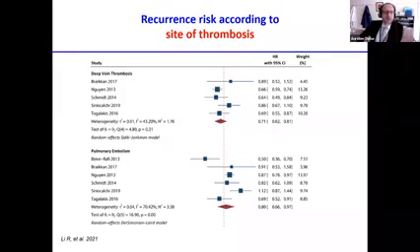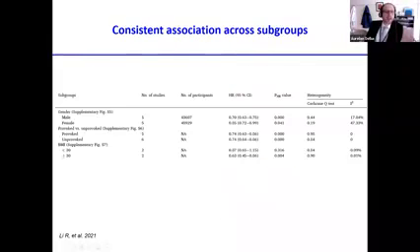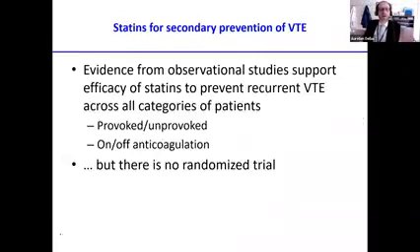in patients whose initial site of thrombosis was a DVT or a PE. And finally, in both sexes, in patients with provoked or unprovoked VTE, and in obese and non-obese patients. So definitely there is evidence from observational studies to support the efficacy of statin to prevent recurrent VTE across all the categories of patients, but there is no randomized trial for now.